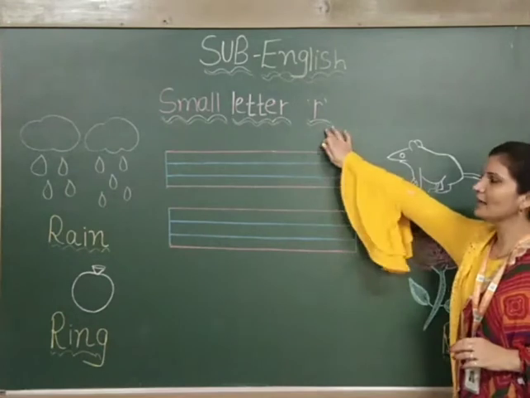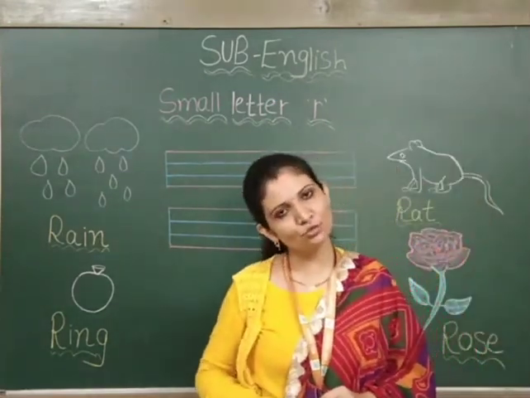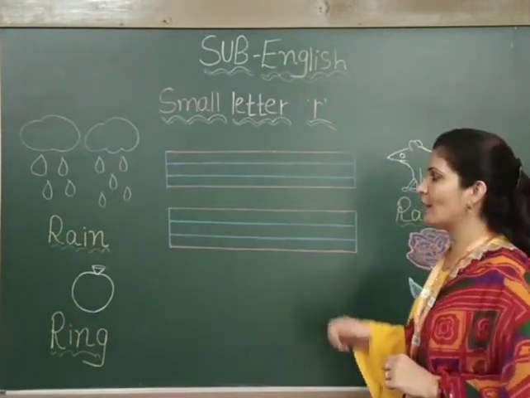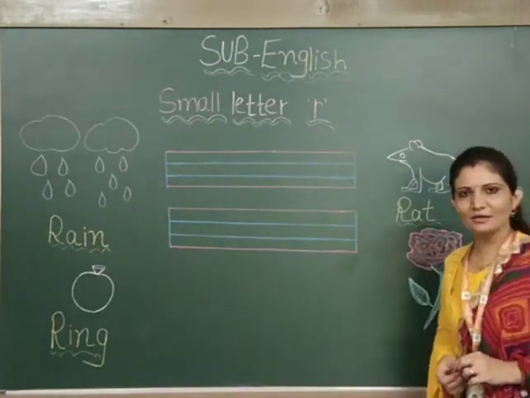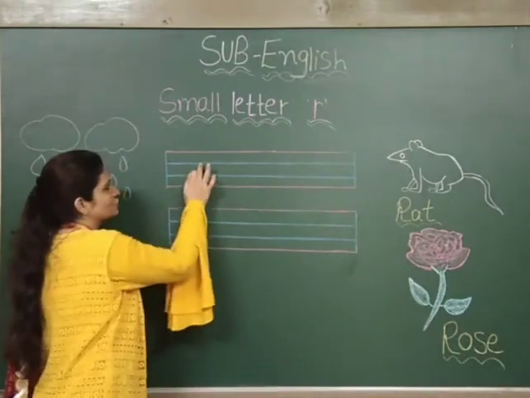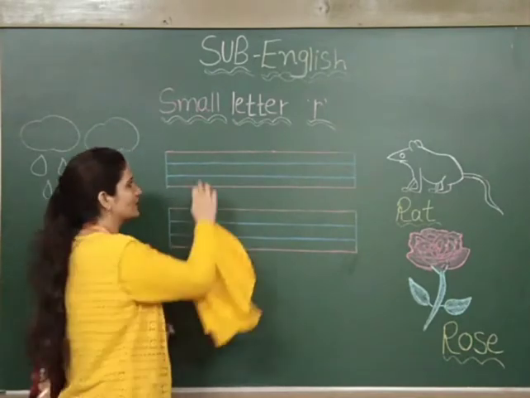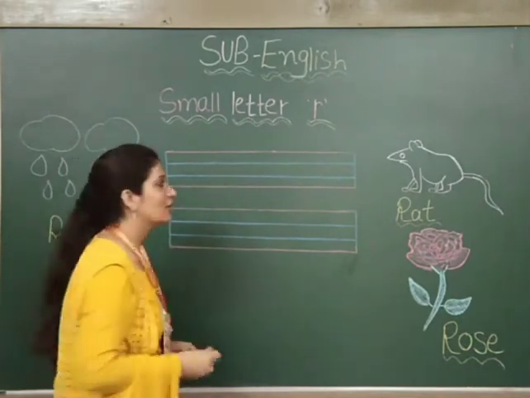small letter R. In the previous video we did small letter Q, and today I will teach you how to write small letter R. So have a look. These two are blue lines. Small letter R we have to write in this blue line only.